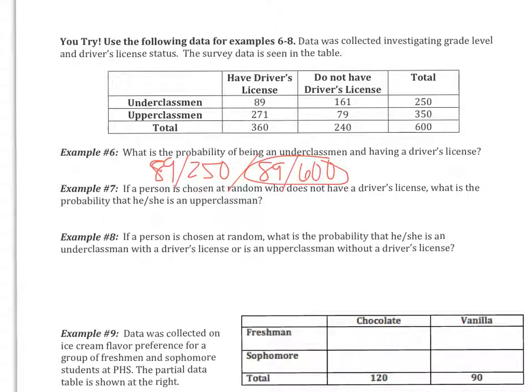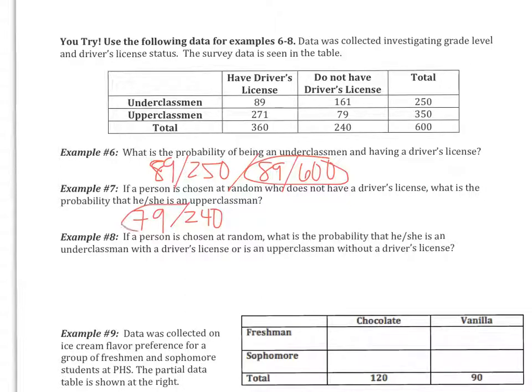Okay, the time when the denominator changes is in problem 7. For problem 7, if a person is chosen at random who does not have a driver's license, that's telling us we're not looking at all 600, we're only looking at the people who don't have a driver's license. So that's out of 240. What is the probability that he or she is an upperclassman? So out of those 240 people who don't have a driver's license, 161, nope, 79, sorry, are upperclassmen.